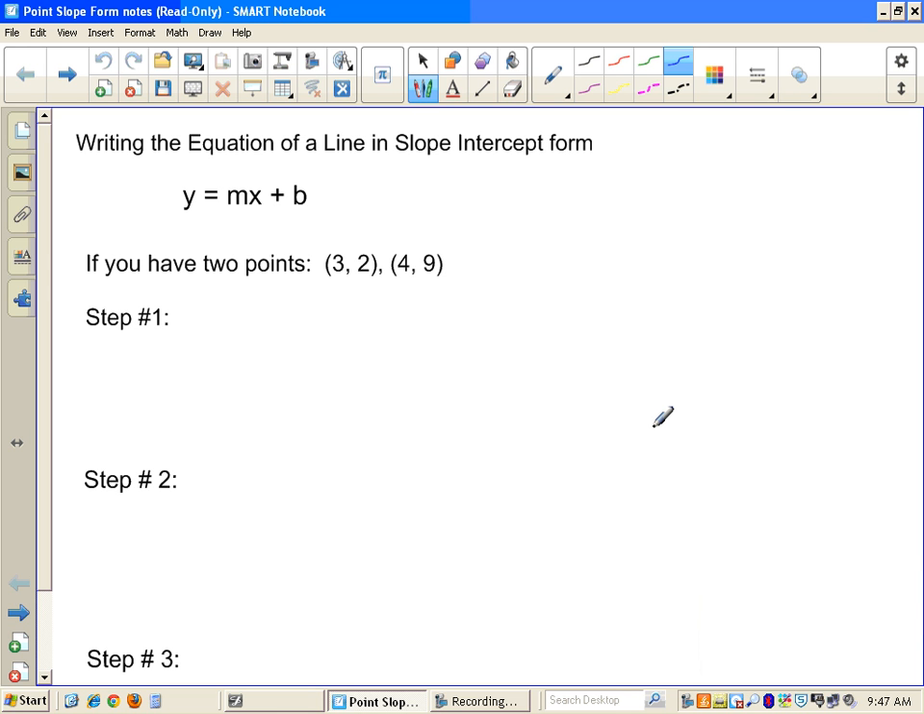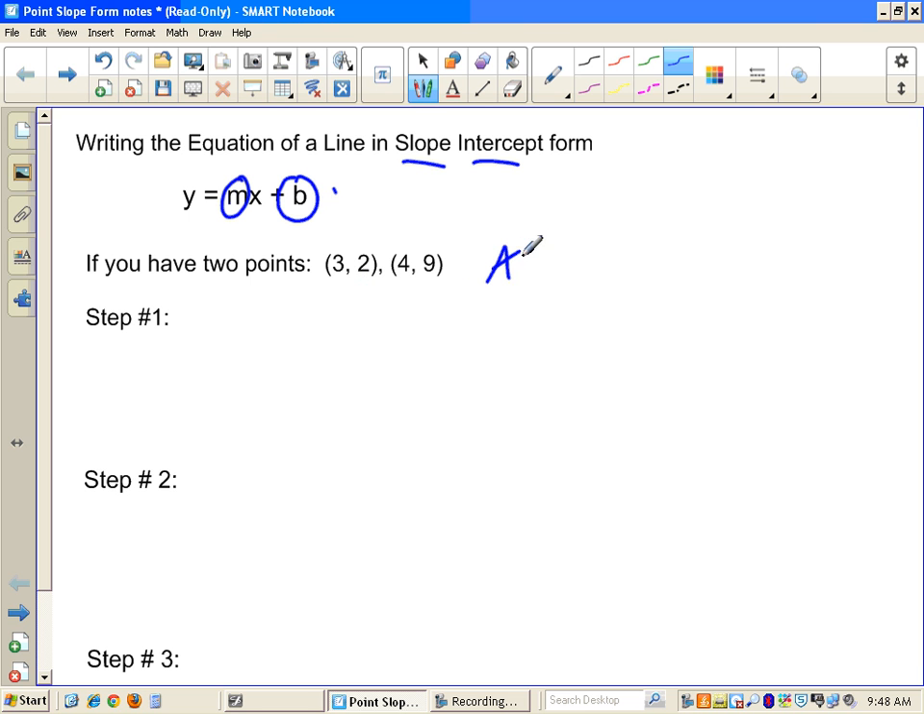Welcome to the point slope form video. Today we looked at finding equations of a line in slope-intercept form. So slope-intercept form has the slope in it and the intercept. So just some examples similar to today.